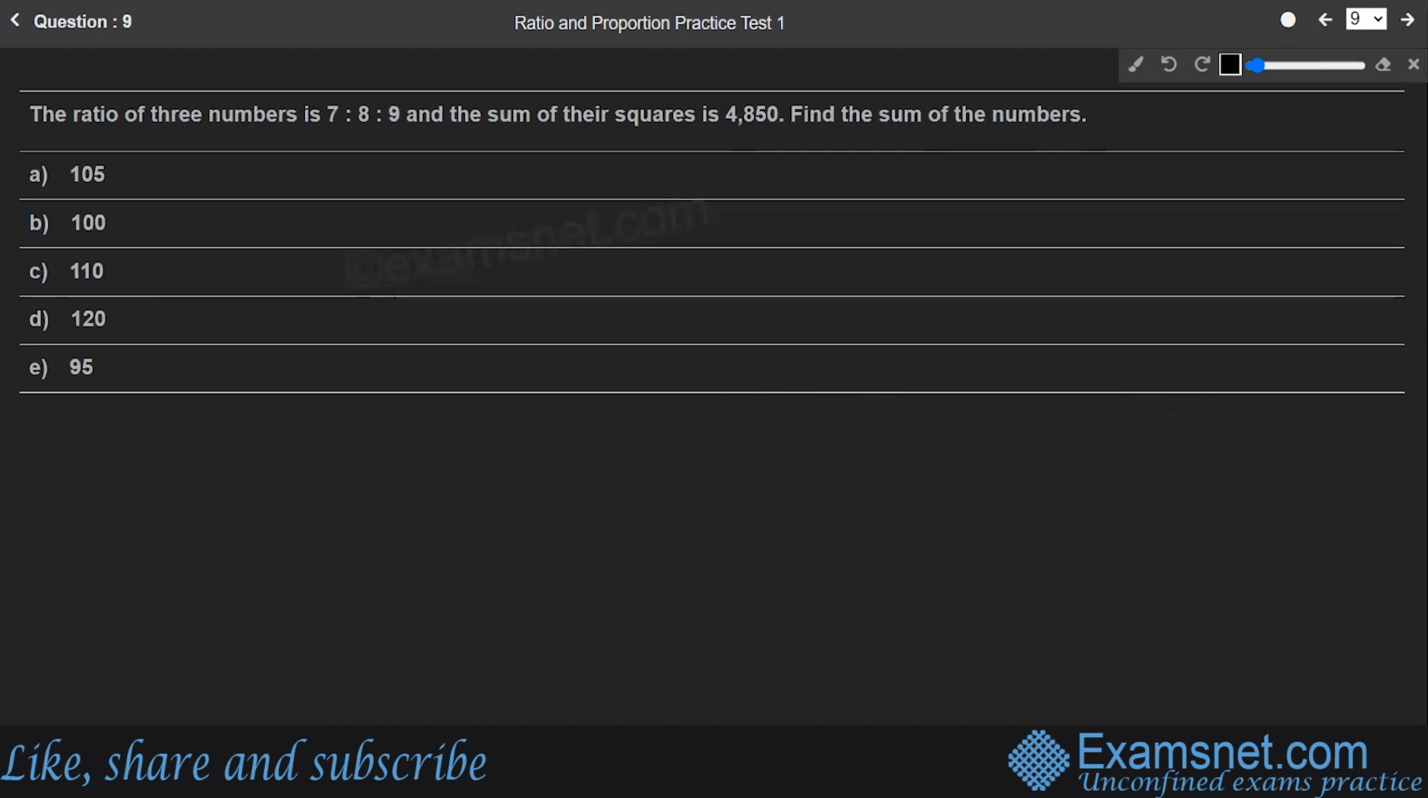Question 9. Now what they say: the ratio of three numbers is 7 is to 8 is to 9 and the sum of their squares is 4850. Find the sum of the numbers. Okay, so we will first convert this ratio into the actual numbers. Let's say the numbers are 7x, 8x and 9x. We have converted the ratio into the real numbers.